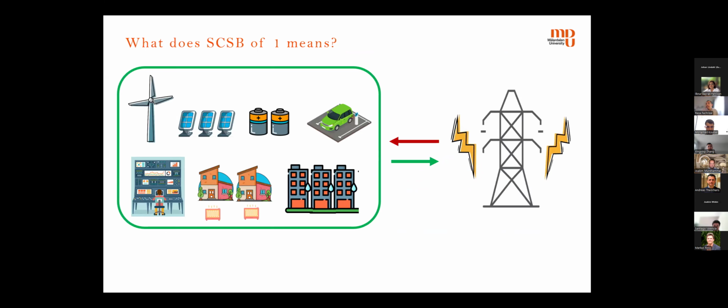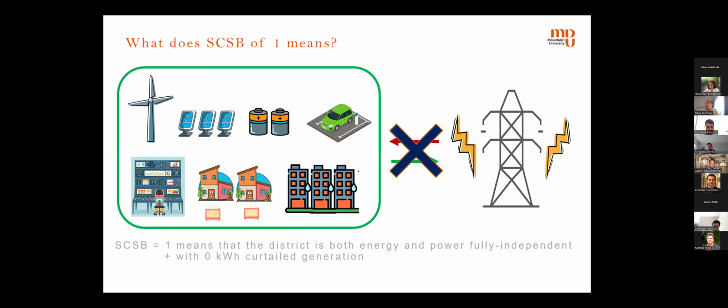So then the question, what does an SCSB of 1 mean? That means that the district is both energy and power fully independent from the grid. So no curtailment, no excess generation. The district doesn't need the grid, so it's a resilient system. It can operate in islanding mode.